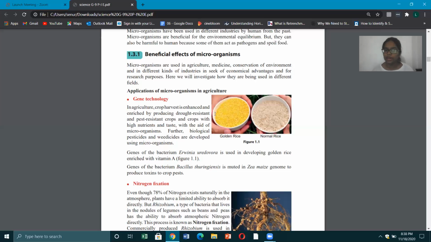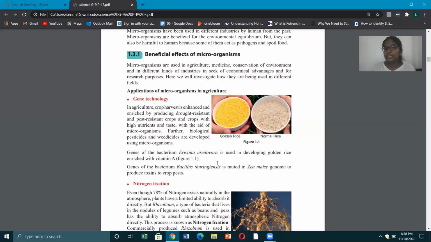So there are two examples given, practical world examples. It's good if you can highlight them. One is genes of bacterium Erwinia uredovara is used in developing golden rice enriched with vitamin A. Now children, there are two pictures here. The white one is the normal rice. You have seen it for sure. And this is golden rice. Normal rice, there was an issue.